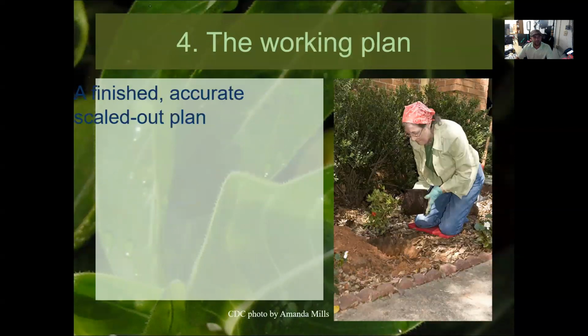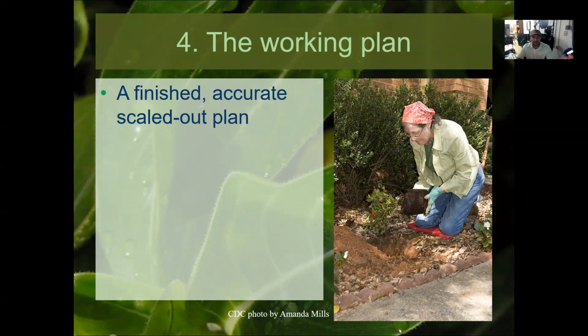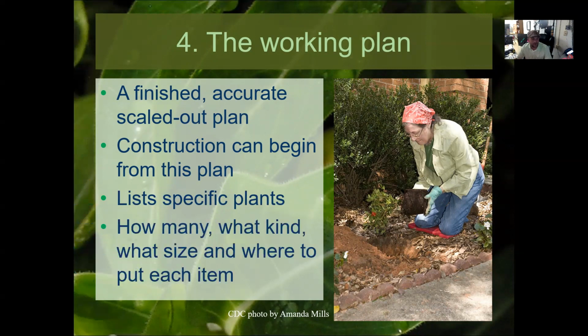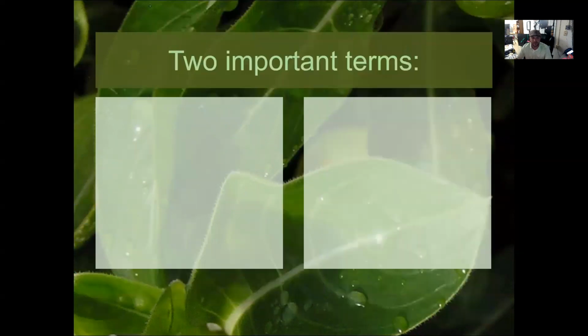The working plan. This is a finished, accurate, scaled-out plan. You can also call this a master plan. If you get into the landscape architecture field, this will be the master plan, where you're going to see where everything is going, everything spaced out equally. You might even get a technical plan with that as well, so construction can begin from this plan. It lists specific plants, where they go, how many, what kind, what size, and where to put each plant.